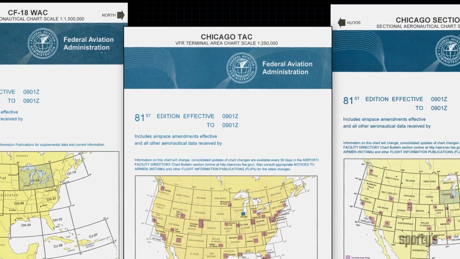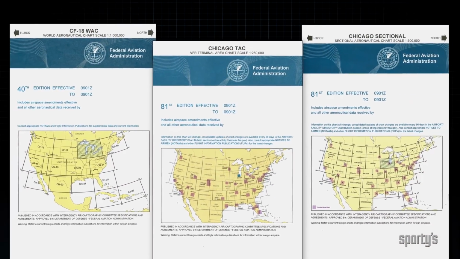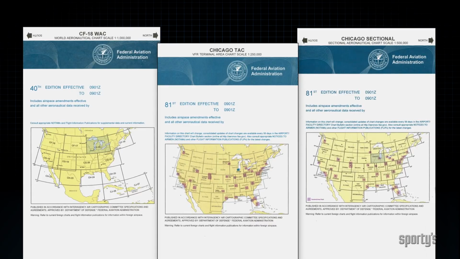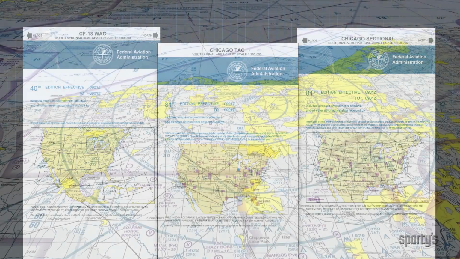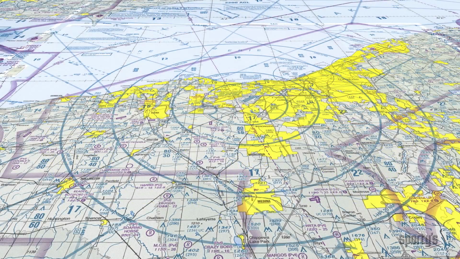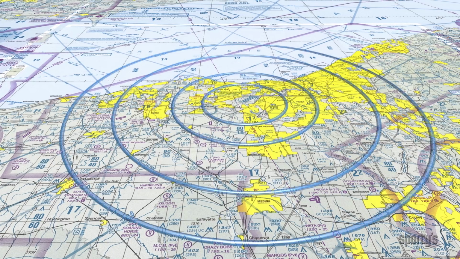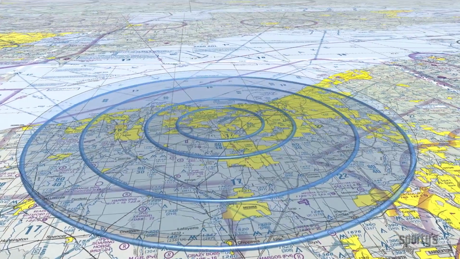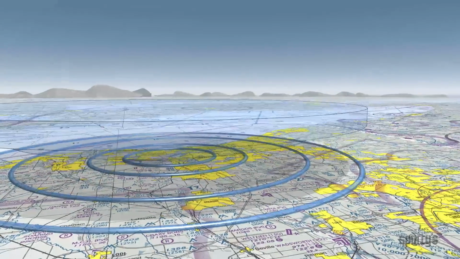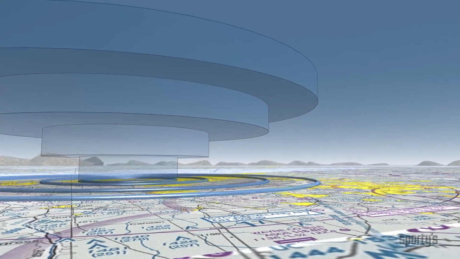Class B is shown on World Aeronautical, Terminal Area, Sectional, and Low Altitude en route charts. Let's look at Cleveland as an example. Class B boundaries are shown with heavy blue lines. There are 4 layers in all. Let's begin in the middle and work our way out.